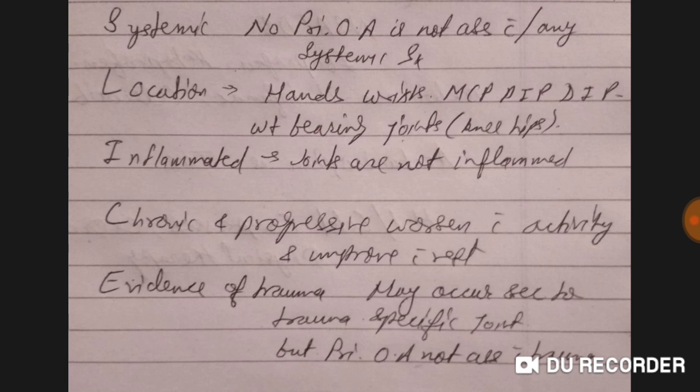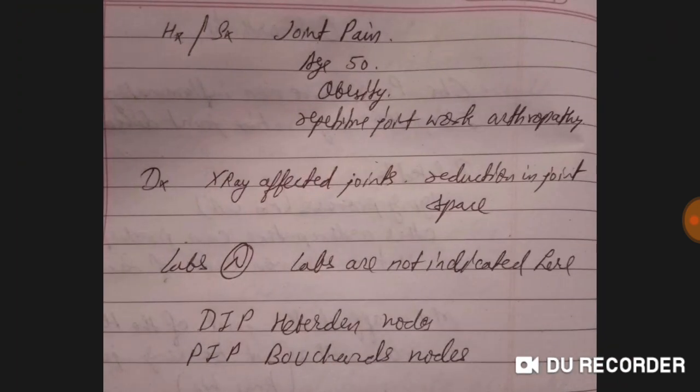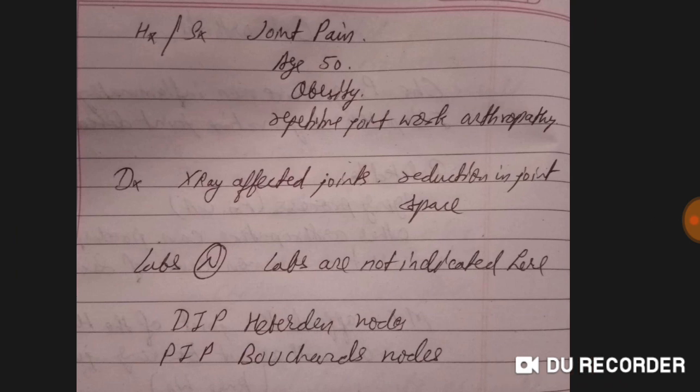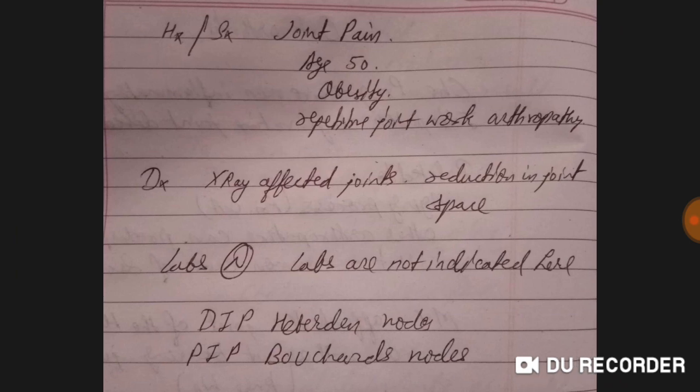And in SLICE, C represents chronic and progressive pain, which worsens with activity and improves with rest. Evidence of trauma may occur secondary to trauma to a specific joint, but primary osteoarthritis is not associated with trauma. Now, history and symptoms include joint pain, age above 50, obese patient, repetitive joint work, arthropathies, and diagnosis of osteoarthritis is by the help of X-ray of affected joints, where we see reduction in joint space.